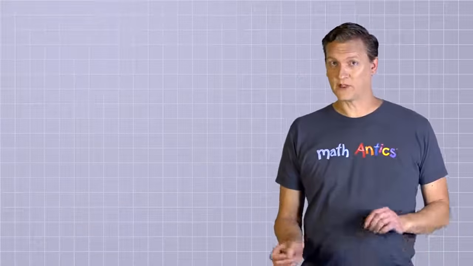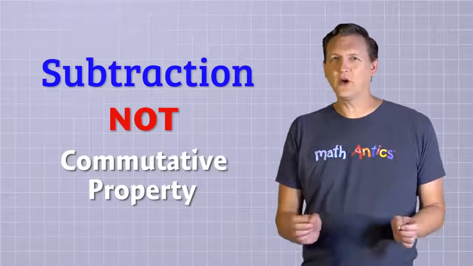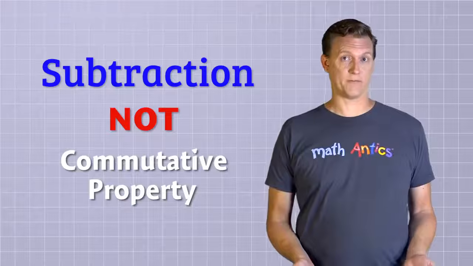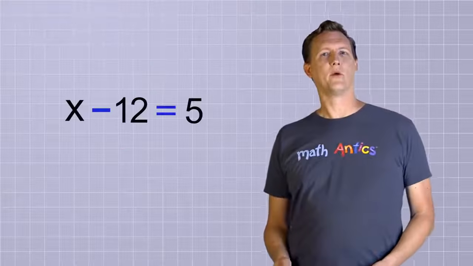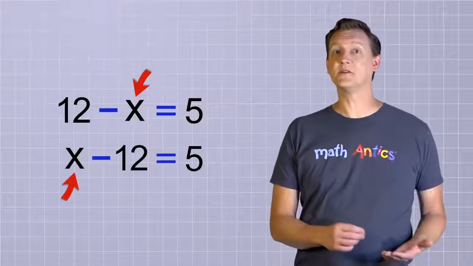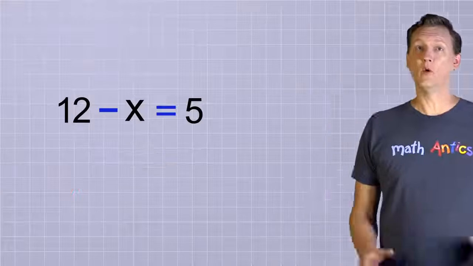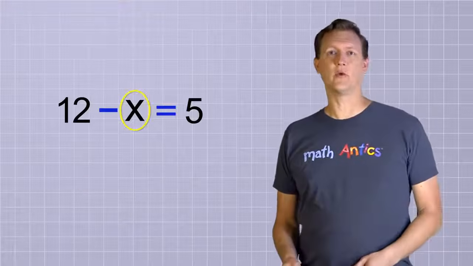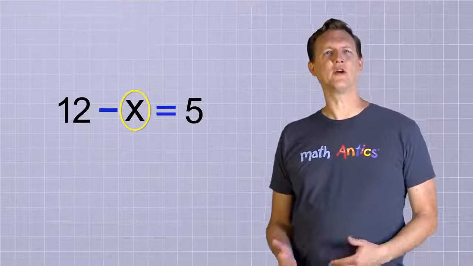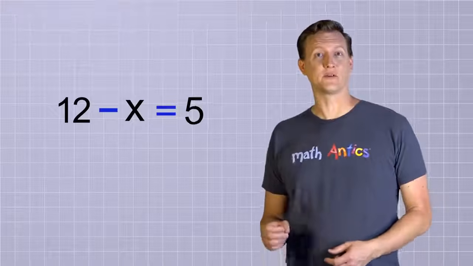Do you remember how subtraction does not have the commutative property? If you switch the order of a subtraction, it's a different problem. Suppose we get a problem where instead of a number being taken away from an unknown, an unknown is being taken away from a number. What do we do in that case? Well, we still want to get the unknown all by itself, but it's a little harder to see how to do that. In this problem, 12 minus x equals 5.